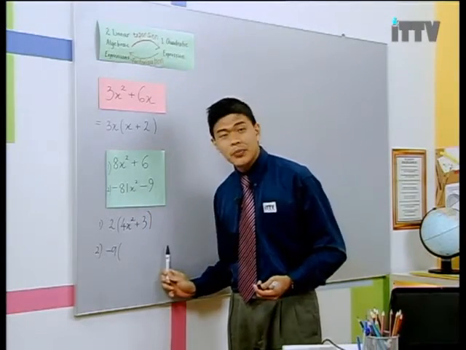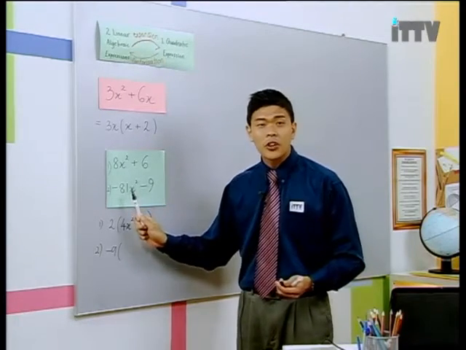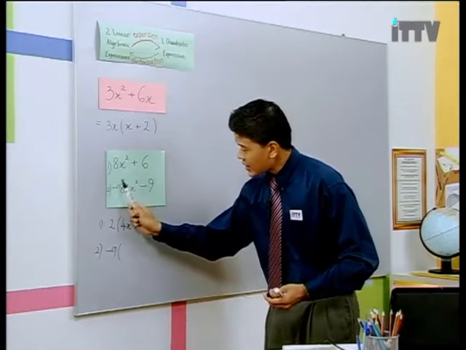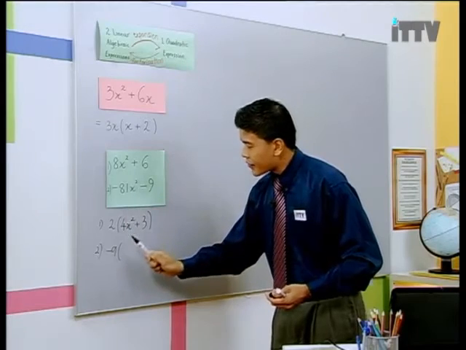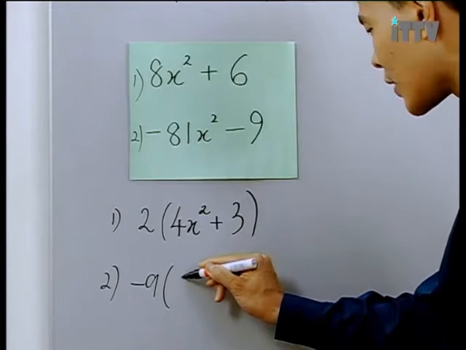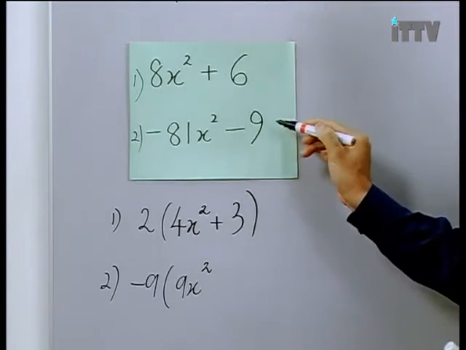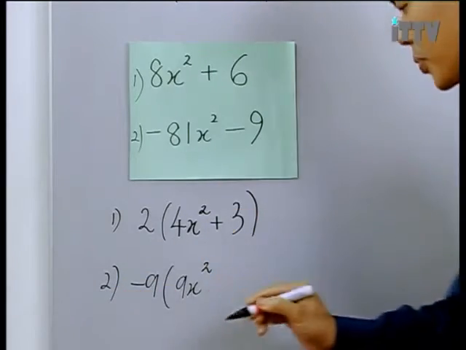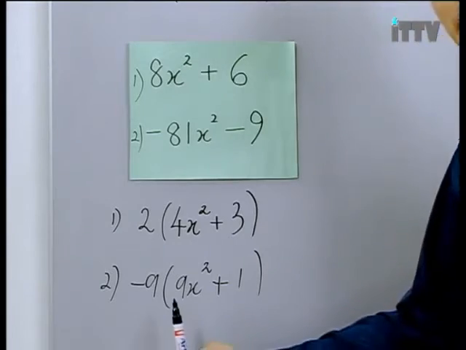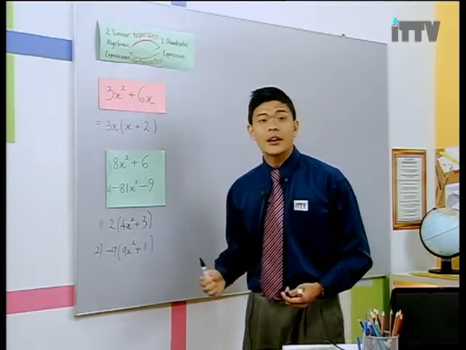What is the expression in the bracket? It is obtained when you take every term in the quadratic expression divided by that highest common factor. So minus 81x squared divided by minus 9. You will get 9x squared. And negative 9 divided by negative 9, positive 1. Alright, don't leave without checking. Evaluate mentally. Negative 81x squared, negative 9.